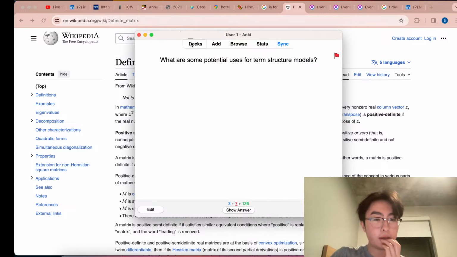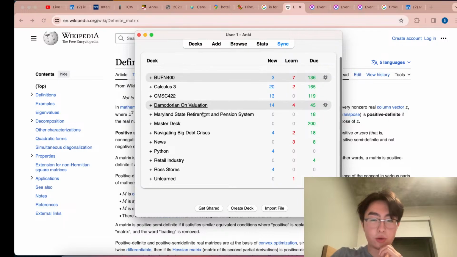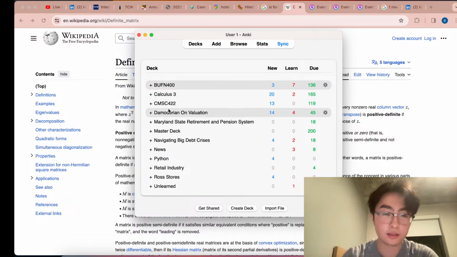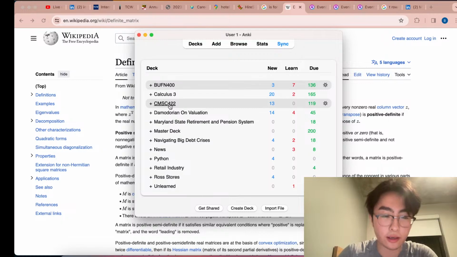Okay, so yeah, I don't really want to go through the red flag cards. So maybe we could take a look at machine learning.